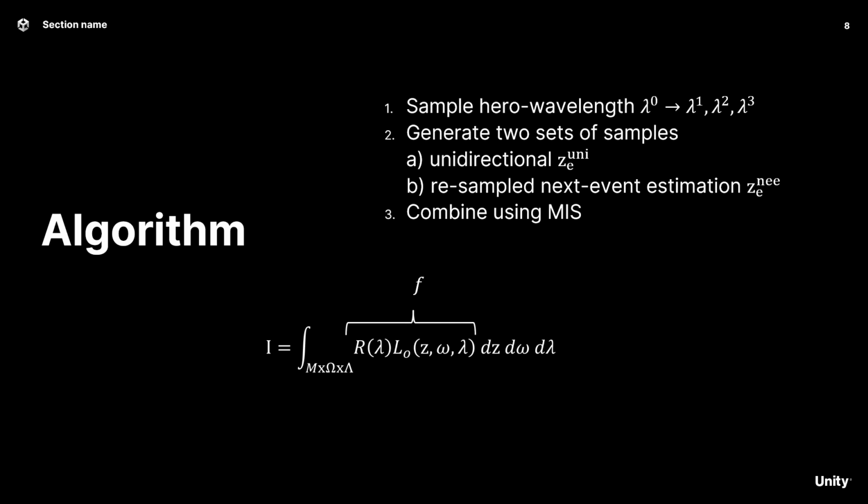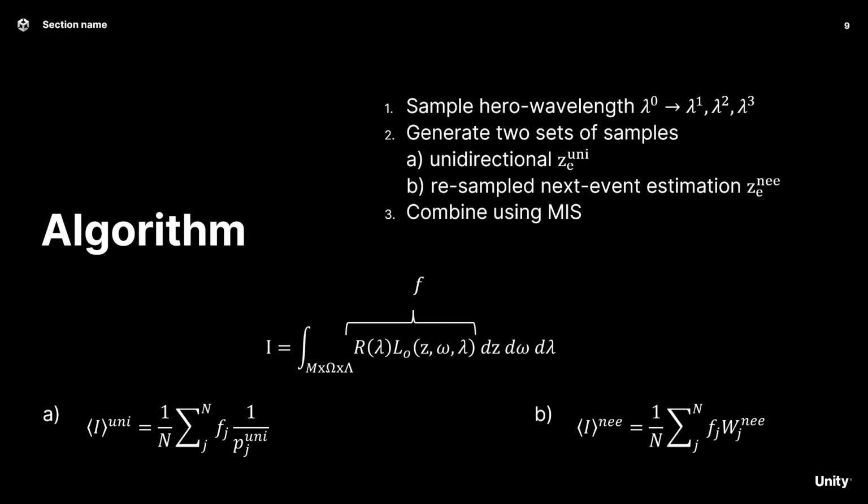And when we arrive at the receiver vertex, we generate 2 sets of samples. One set is simply unidirectional samples that we get from the collision of rays with light sources. This is what we all know as a unidirectional path tracer. And the second set of samples are next event estimation samples ZE and EE that are given by the resampling process. Now this yields 2 different estimators.